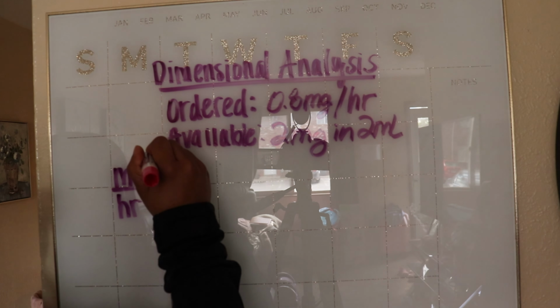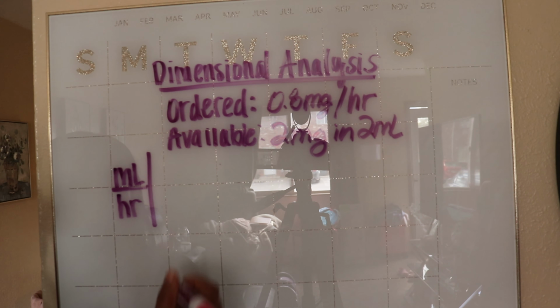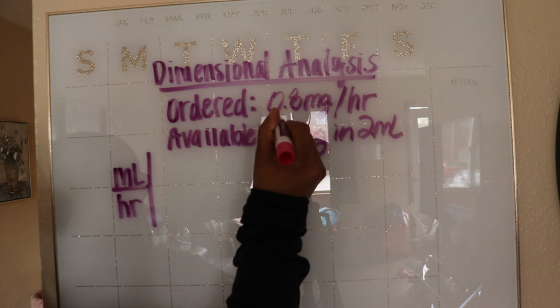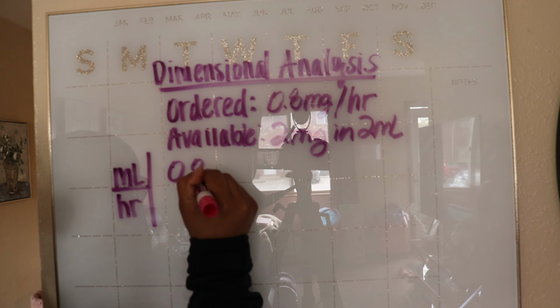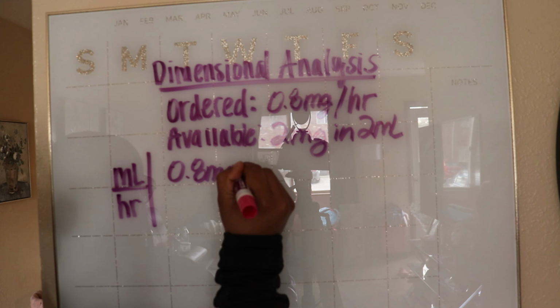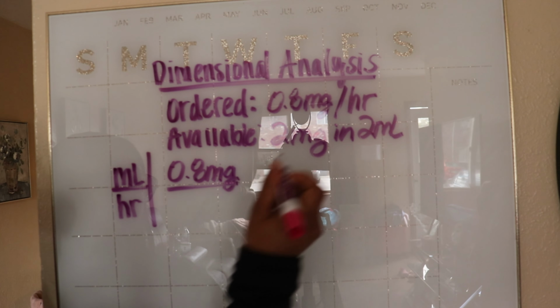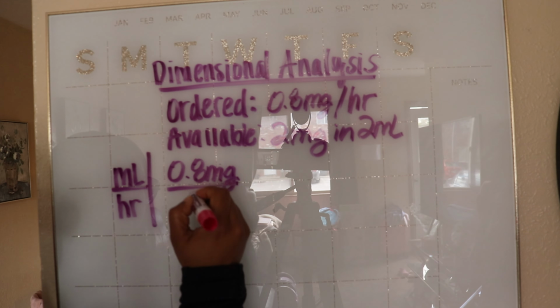So for dimensional analysis, we're going to set everything up so that we can see what needs to be crossed out. So we're starting with what's ordered, of course, which is the 0.8 mgs, and we're going to put that over the hour because that is literally what's ordered.